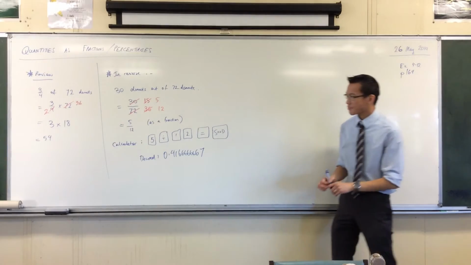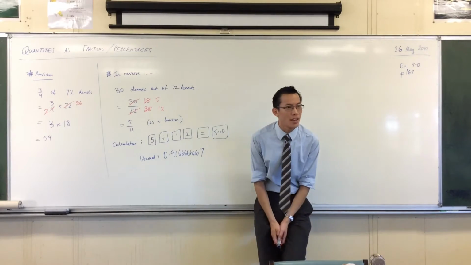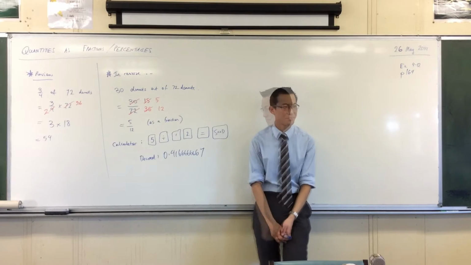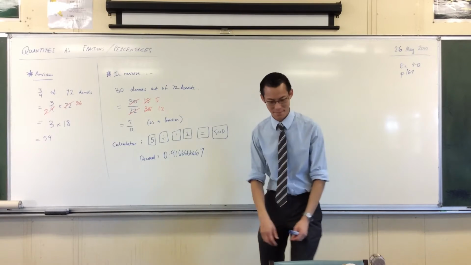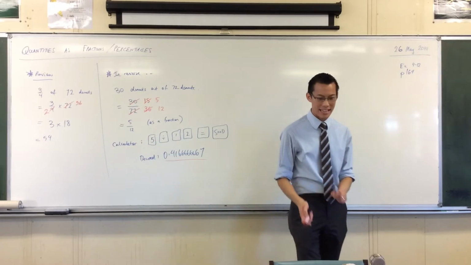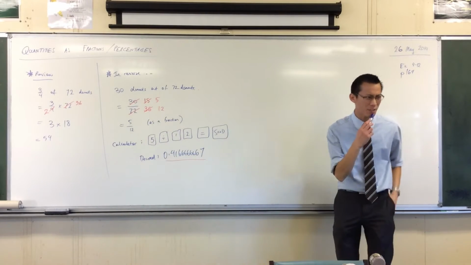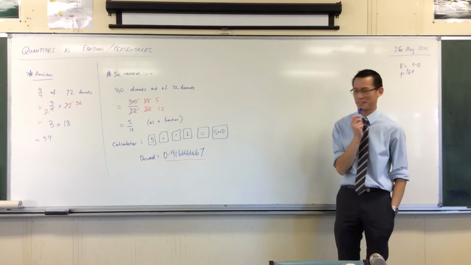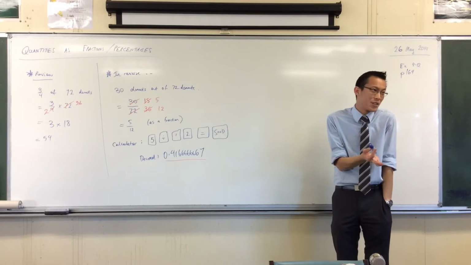Now, I want us to look at this carefully because this is a really important idea. This is what the calculator tells you. This is vitally important to understand. That number there is not 5/12. It's not 5/12. The calculator is lying to you. Except it kind of doesn't have a choice, right?